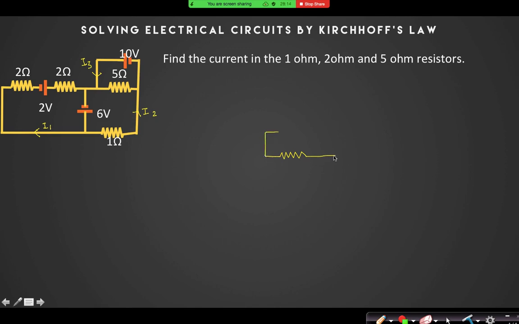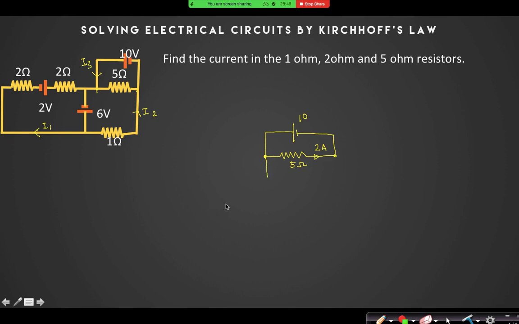Look first, can you see that this 5 ohm circuit is independent? Yes, sir. If you only draw the equation for that 5 ohm, you will definitely find that the potential drop across this 5 ohm branch is only 10. Can you see that? Potential drop across this 5 ohm branch is only 10. So the current in that 5 ohm branch is definitely 2 ampere. You don't have to calculate anything for that.